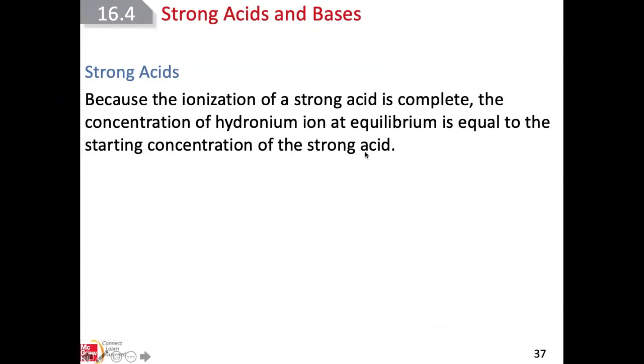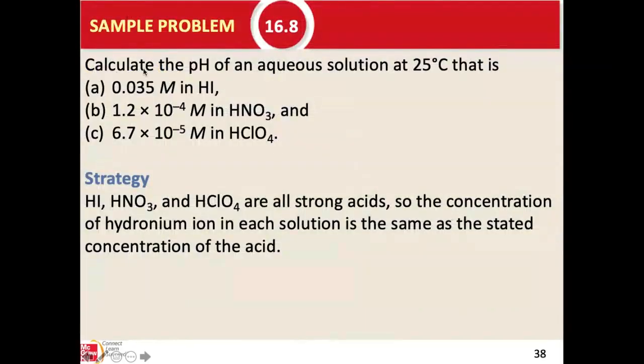of a strong acid. So take a look at this. Let's say they're asking us to calculate the pH of an aqueous solution of these acids. HI is a strong acid. It's on that short list of strong acids. HNO3, nitric acid, is a strong acid. HClO4 is a strong acid. They are all strong acids.